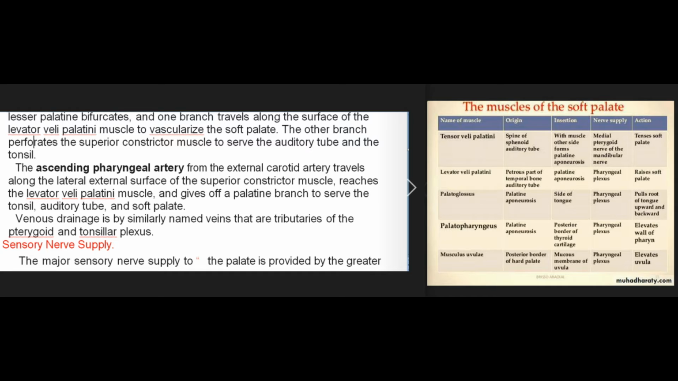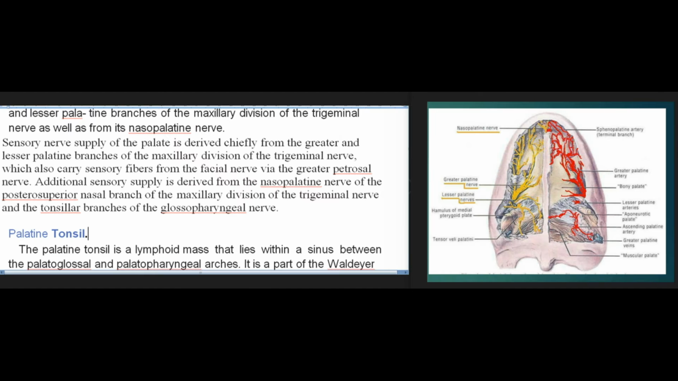Sensory nerve supply. The major sensory nerve supply to the palate is provided by the greater and lesser palatine branches of the maxillary division of the trigeminal nerve as well as from its nasopalatine nerve. Sensory nerve supply of the palate is derived chiefly from the greater and lesser palatine branches of the maxillary division of the trigeminal nerve, which also carry sensory fibers from the facial nerve via the greater petrosal nerve. Additional sensory supply is derived from the nasopalatine nerve of the posterior-superior nasal branch of the maxillary division of the trigeminal nerve and the tonsillar branches of the glossopharyngeal nerve.